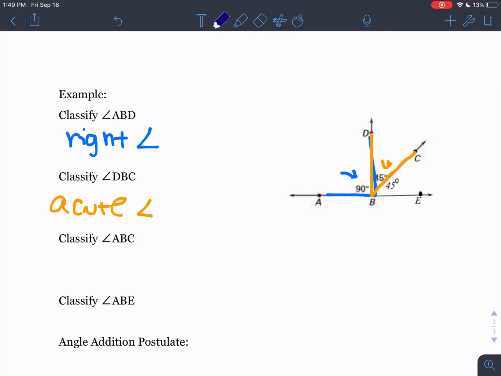Next is ABC. Now that one's a little bit wider. And what we have to note here is that ABC includes both the blue angle and the orange angle, ABD and DBC. It's this whole thing. So that means that this is going to be 90 degrees plus 45 degrees. That's a little hint at what we're doing later. 90 degrees plus 45 degrees is going to be 135 degrees. And that's more than 90, which means this is obtuse.